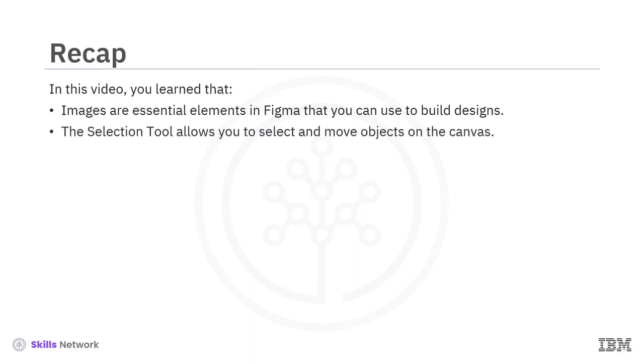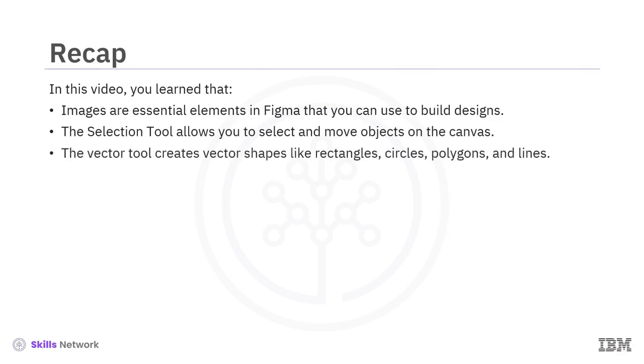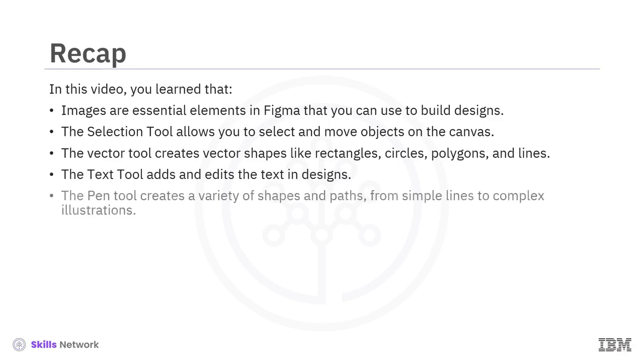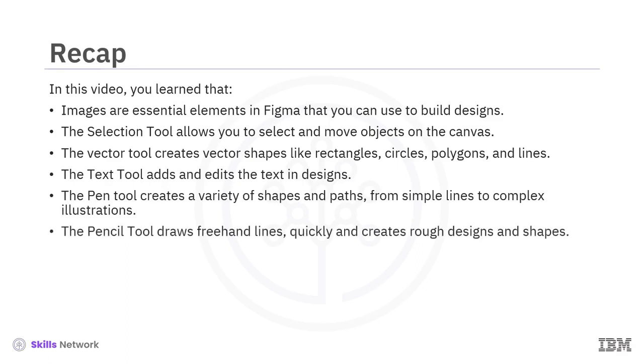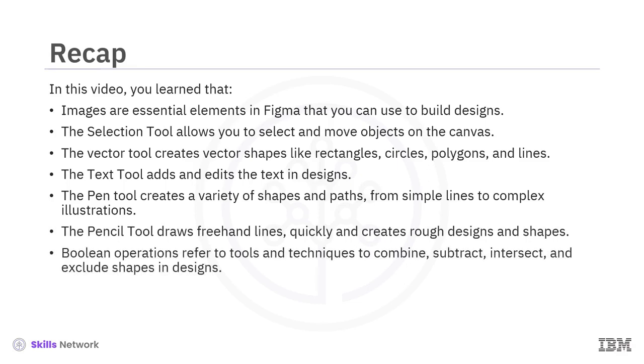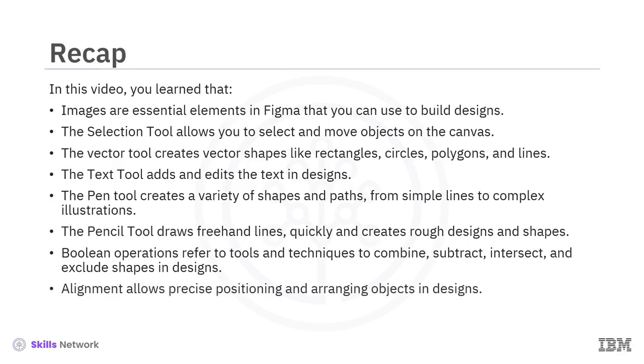The Selection tool allows you to select and move objects on the canvas. The Vector tool creates vector shapes like rectangles, circles, polygons, and lines. The Text tool adds and edits the text in designs. The Pen tool creates a variety of shapes and paths, from simple lines to complex illustrations. The Pencil tool draws freehand lines quickly and creates rough designs and shapes. Boolean operations refer to tools and techniques to combine, subtract, intersect, and exclude shapes and designs. Alignment allows precise positioning and arranging objects in designs.